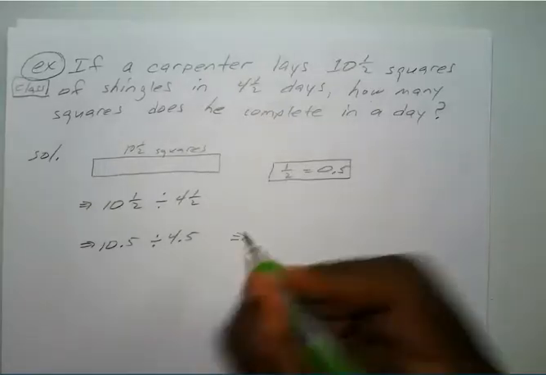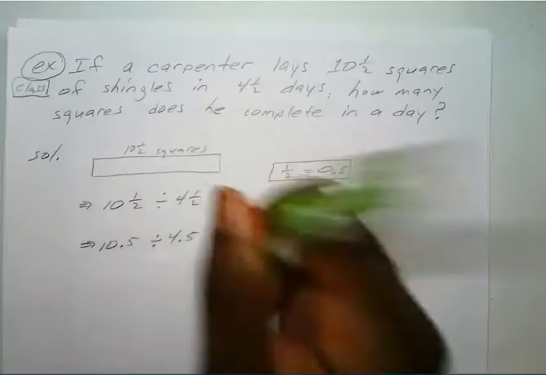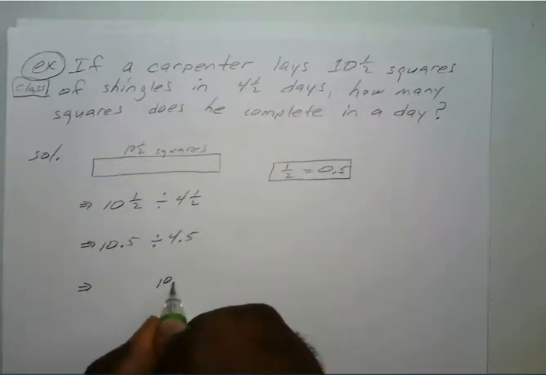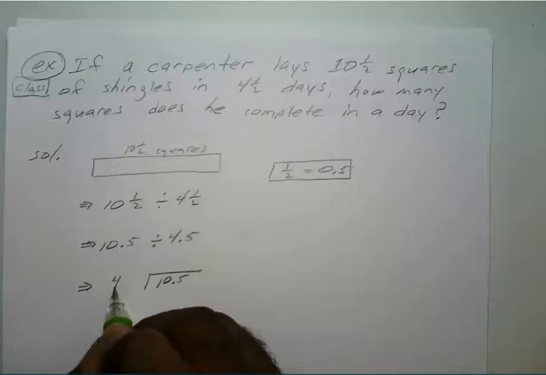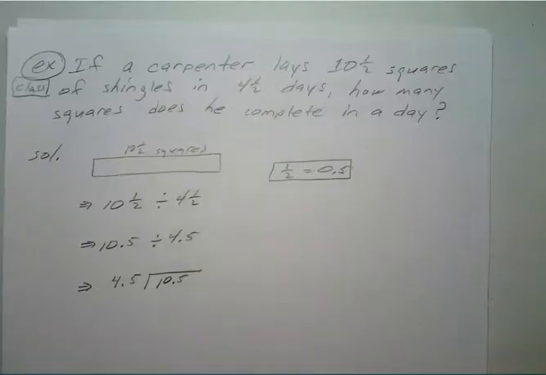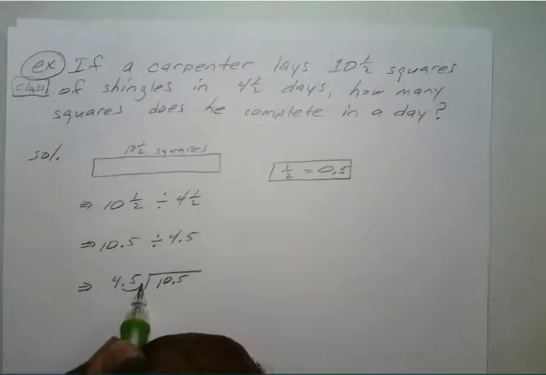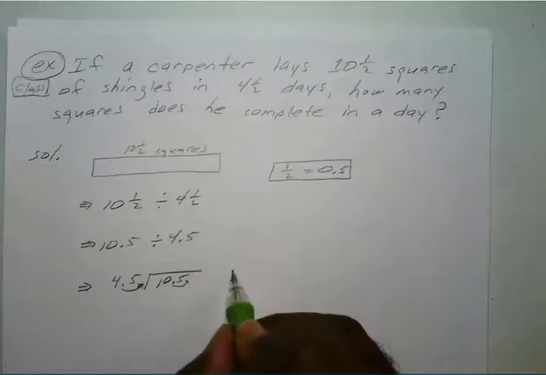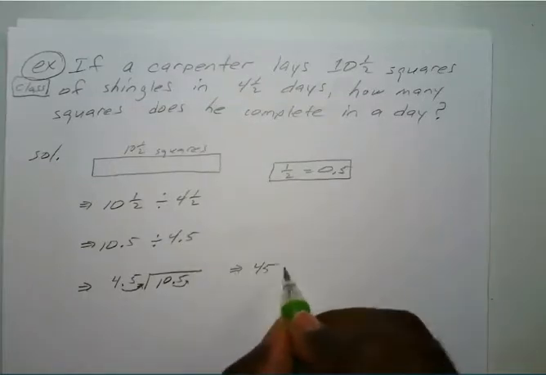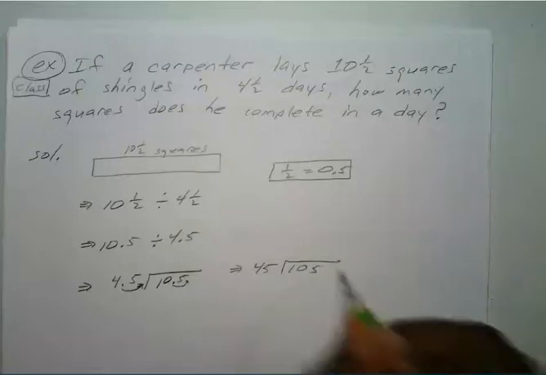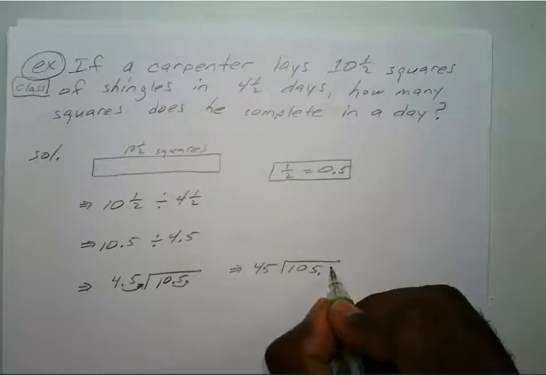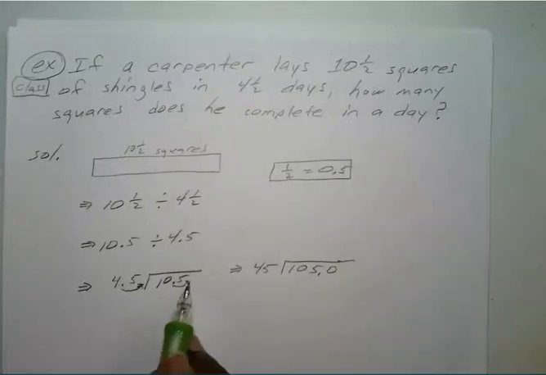Okay, which we're going to convert. Actually, I'll put it underneath since we still have some work to do. So we have 10.5 divided by 4.5. If we move our decimal to the right once to make this number a whole number, that means we have to move this one to the right once. So that gives us 105 divided by 45. And we'll make that 105.0 since we had to move our decimal behind the 5.